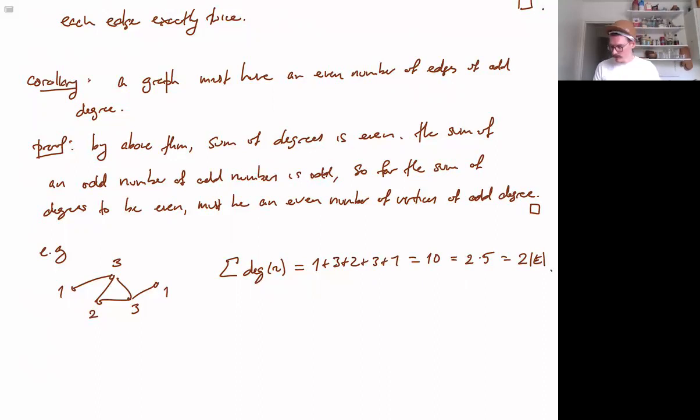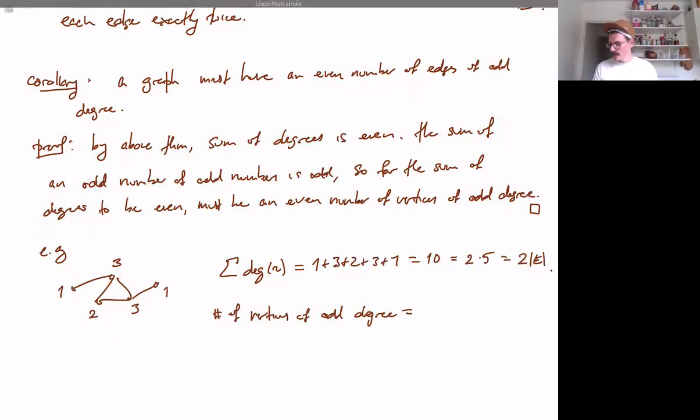And furthermore, how many vertices do we have of odd degree? Well, there's this one, this one, this one, and this one. So there are 4 of them, which is even. Again, that checks out with our theorem.